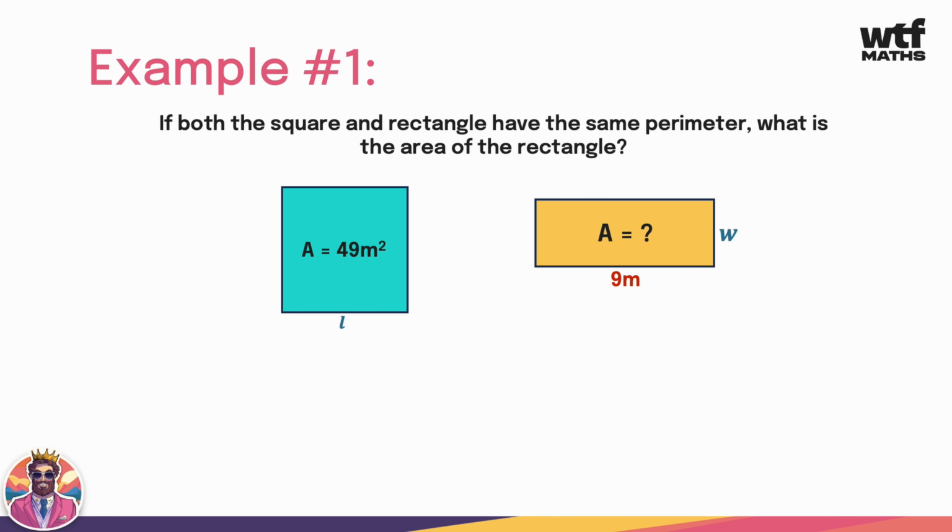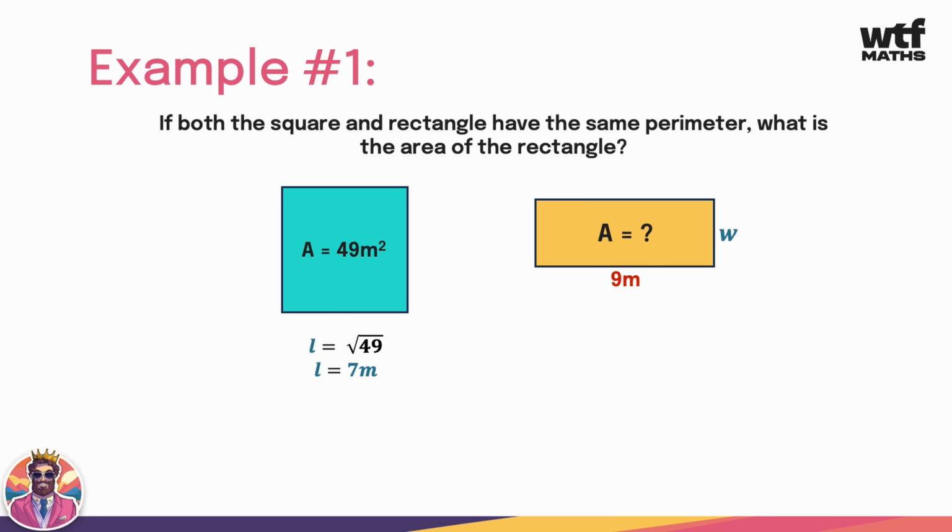Well, the first thing we want to do is work backwards from what we know with the square. We know a square has matching dimensions. It has the same length all the way around. So if we square root 49, we can find the length of the square. Now the square root of 49 is 7 meters.